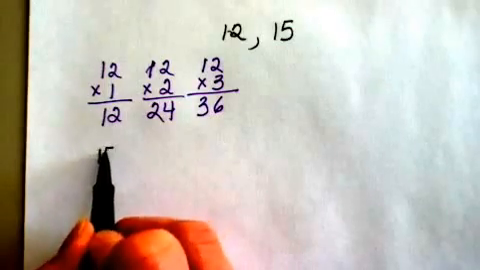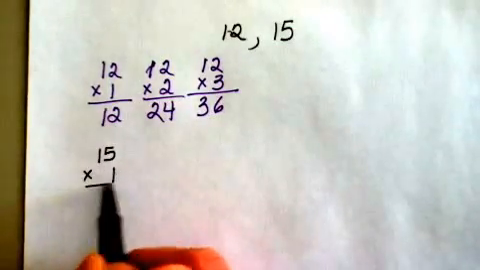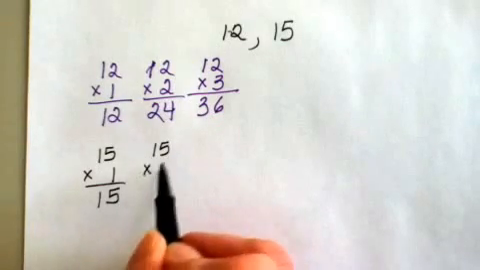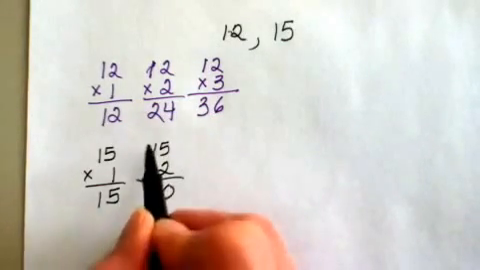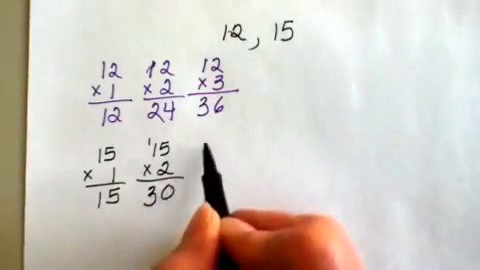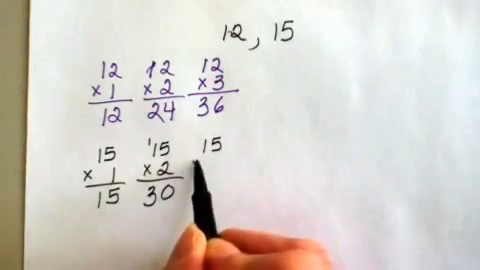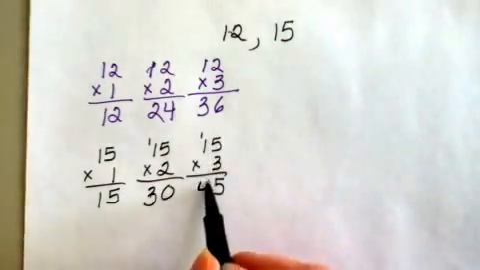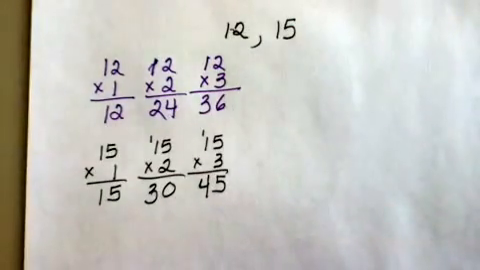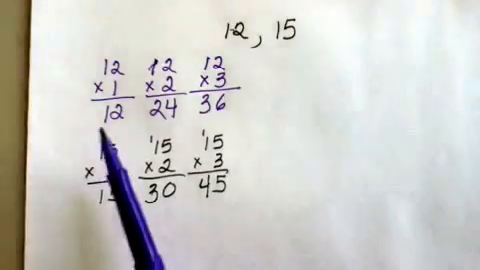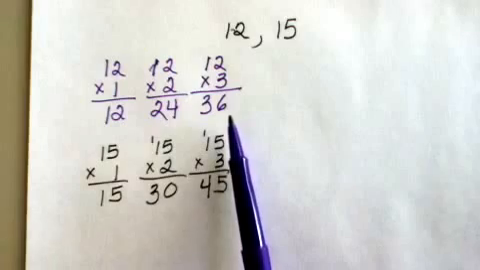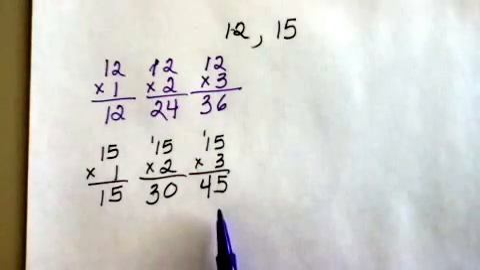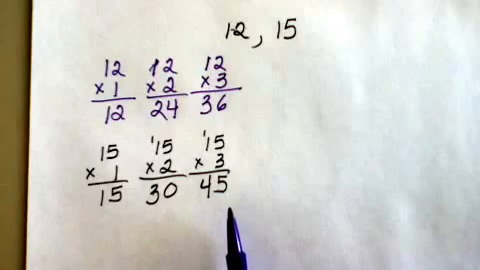Let's look at our 15's. 15 times 1 is 15. 15 times 2 is 30. 15 times 3 is 45. And when I look at the answers, 12, 24, 36, 15, 30, 45, I'm looking for the first answer that they have in common.